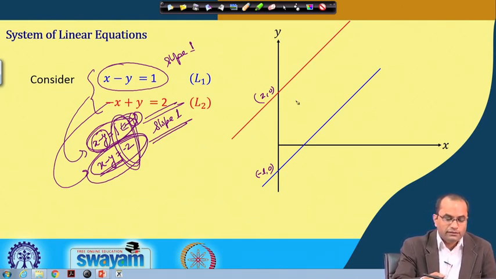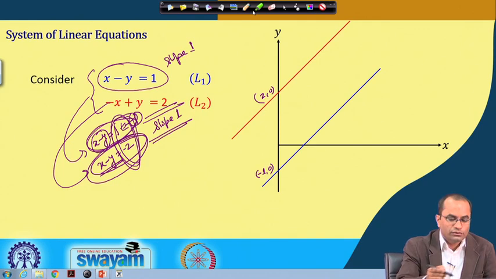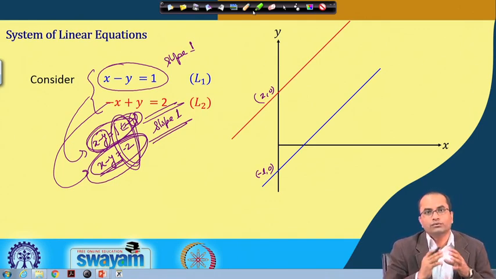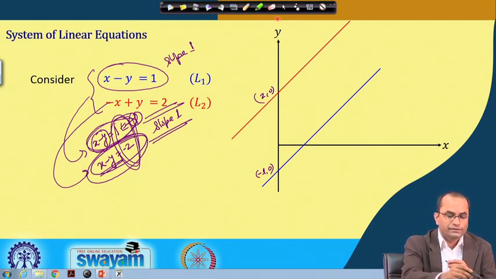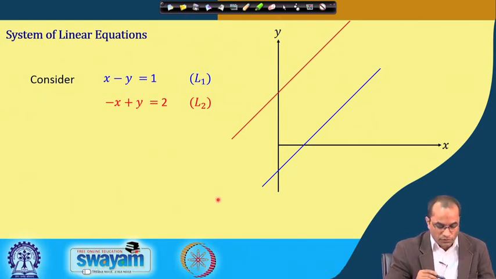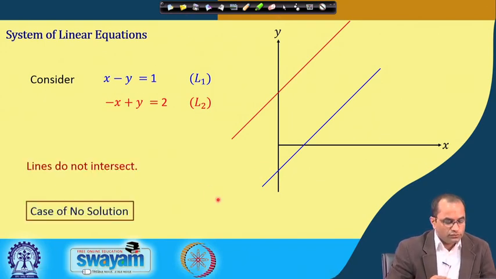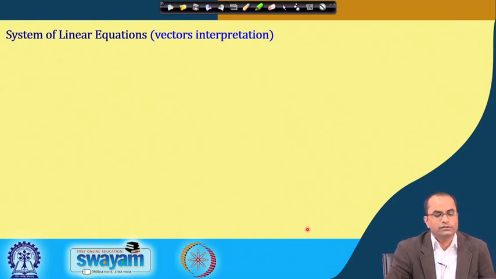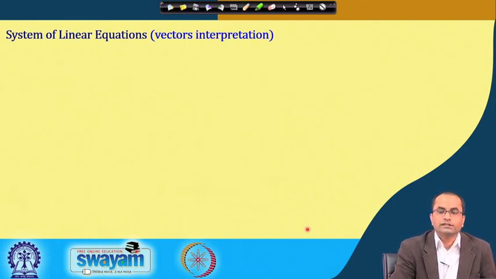And the geometrical interpretation also says the same, that these two lines do not intersect, and hence we cannot have a solution for this given system of equations. Well, so these lines do not intersect, and this is the case of no solution. So, now coming to the next interpretation, which we call the vectors interpretation.